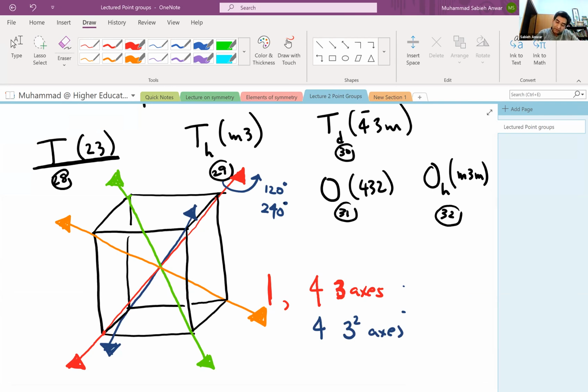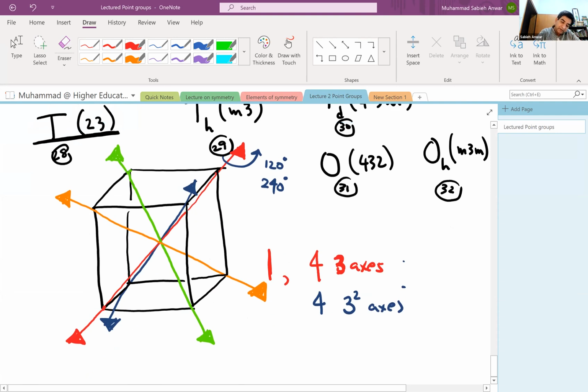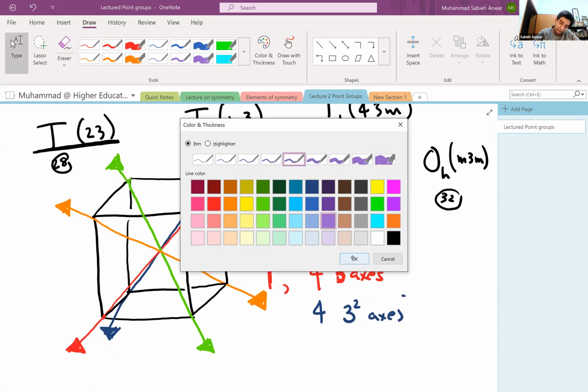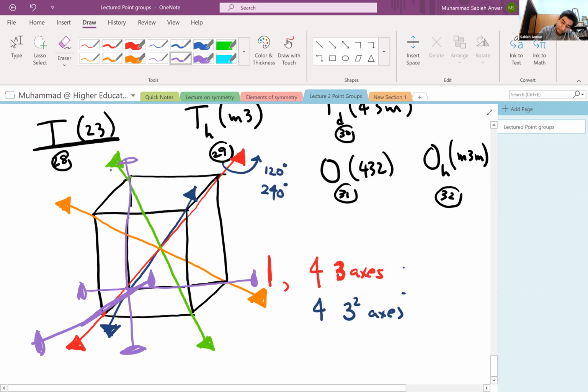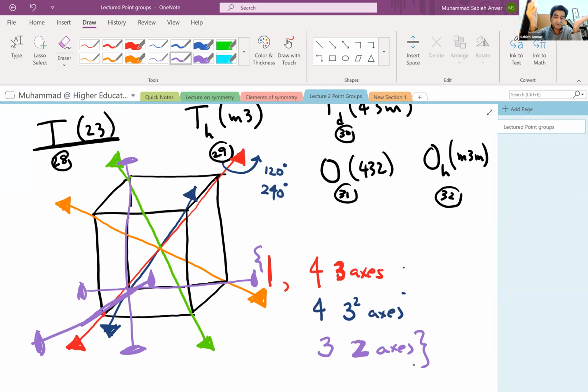But then on top of these 9 symmetry elements, I also have twofold axes of rotation. And those twofold axes of rotation lie along the edges of the cube. So here is one of them. Here is the second of them. And here is the third of them. So I have three twofold axes of rotation as well. If I have these 12 elements in my lattice or my crystal structure, then that lattice or crystal belongs to the 2-3 point group.